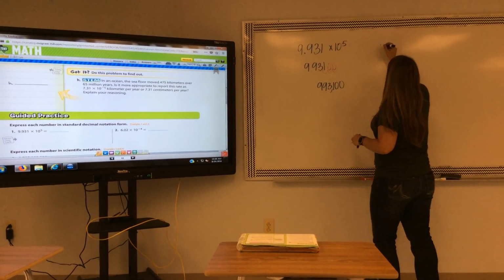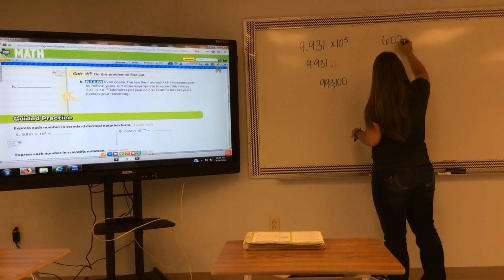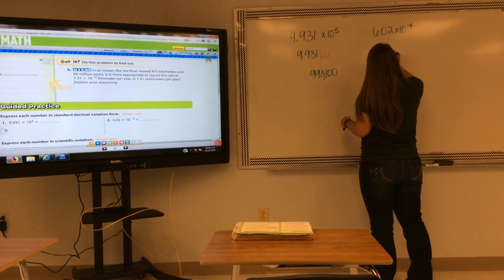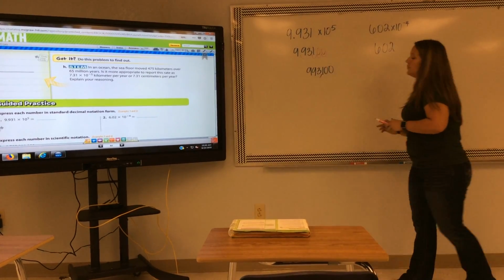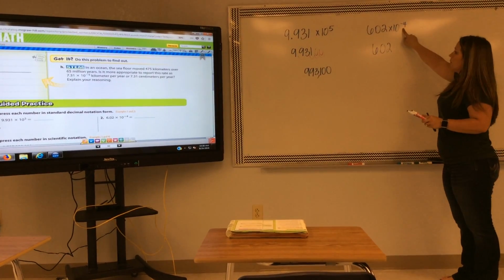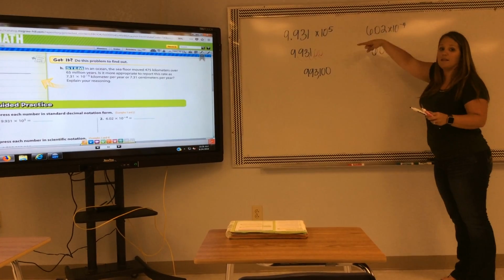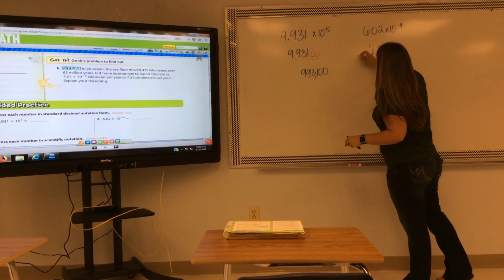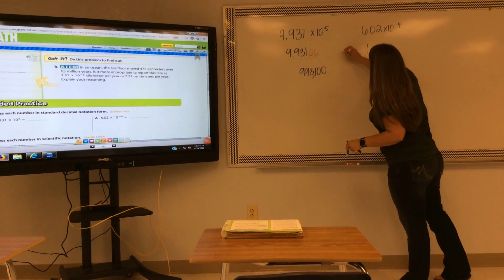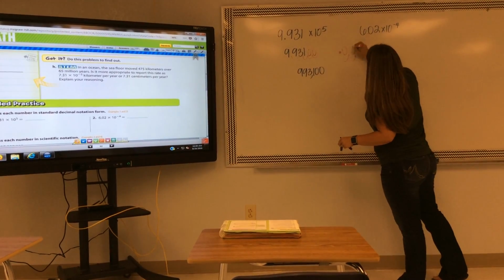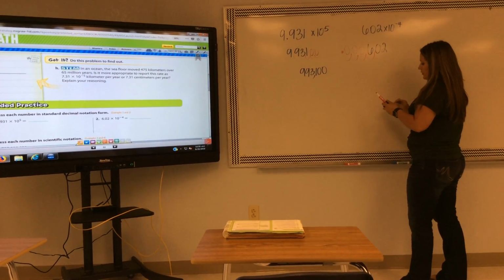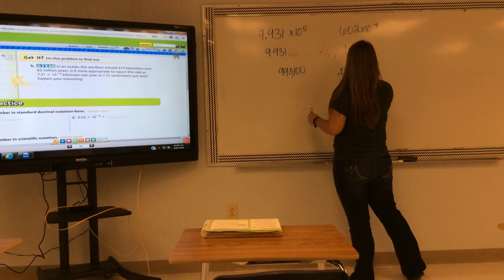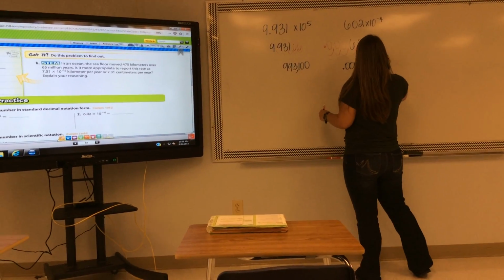Number 2 was 6.02 times 10 to the negative 4. I just rewrite that first factor, 6.02. My exponent is negative, so that's telling me to move to the left, making it a smaller number. I need to do that 4 times, so I go 1, 2, 3, 4. That's where my new decimal goes. Fill in with zeros. So my answer would be 0.000602.